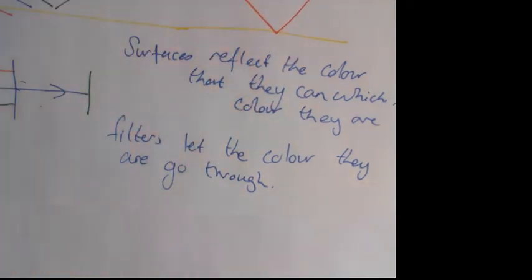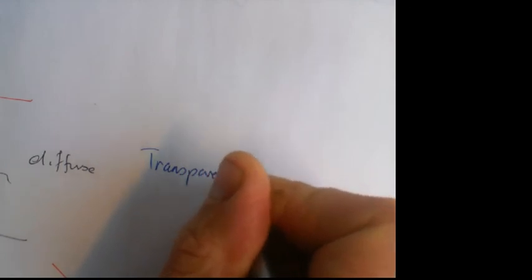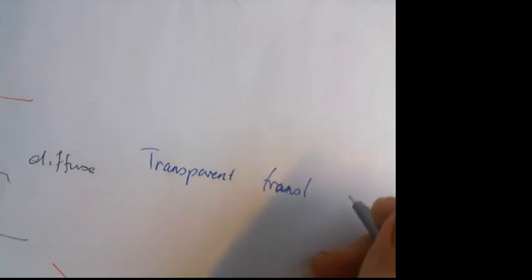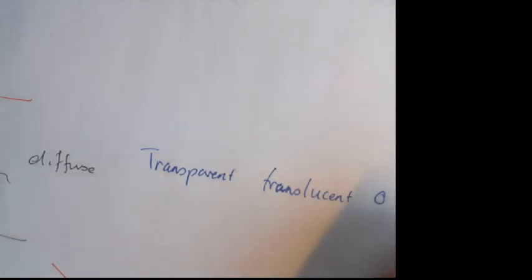Okay, and then what we've got is translucent, transparent and opaque. Transparent will let everything through, translucent will let some through, and opaque will let none through. It depends how you are on that scale. So: transparent, translucent, opaque.